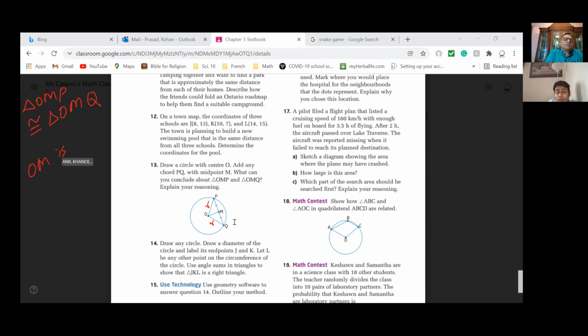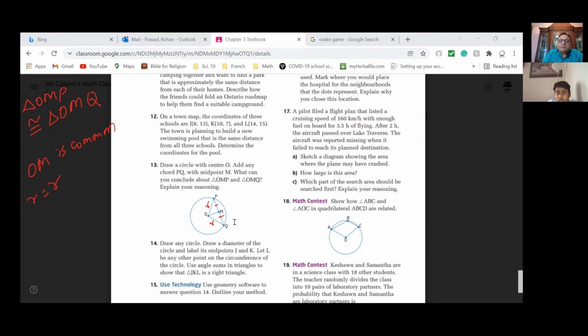And the radii are equal, right? Equal distance. Since the circle is drawn with center O, add any chord PQ with midpoint M. Since that is the midpoint, we know those two are equal, correct? So we know both triangles are congruent, correct? Yes, sir. Now, that is all you can say, right?